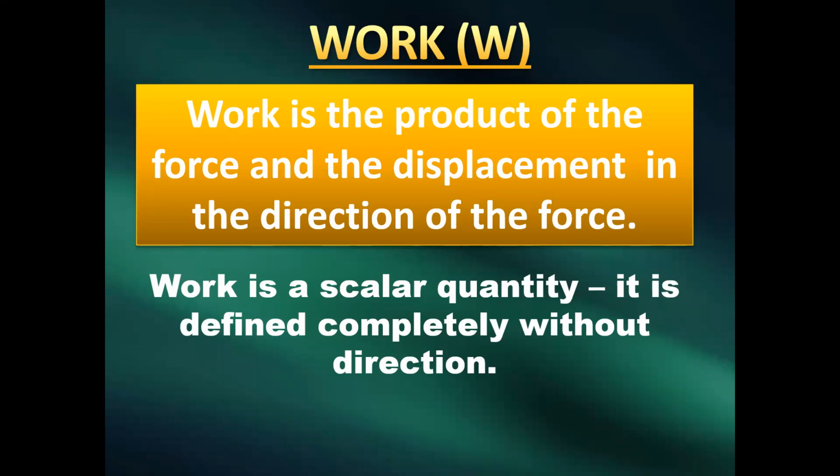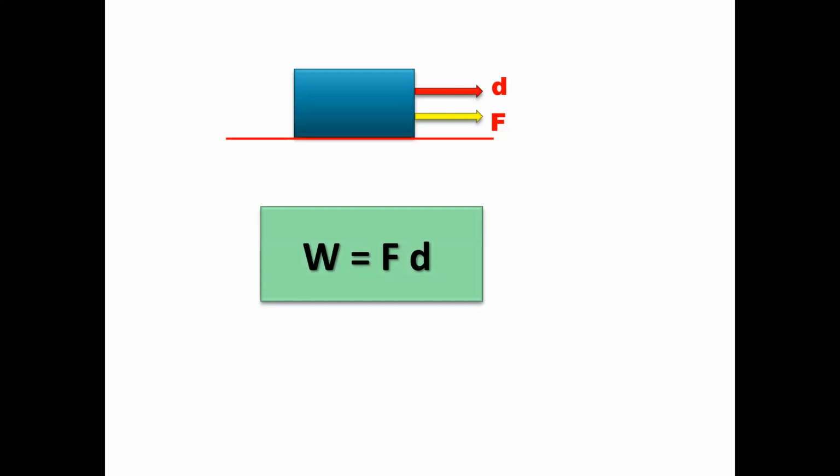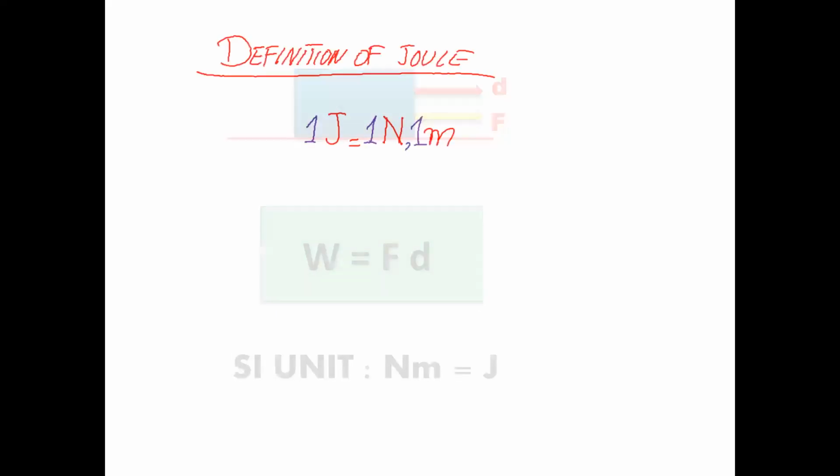So it is not work now, because the displacement is not in the direction of the force you applied. In a way, you can say that the displacement and force should be in the same direction. So in physics, work is the product of the force and the displacement in the direction of the force. Formula is W is equal to F d, and the unit is Newton meter, which is also called joule.